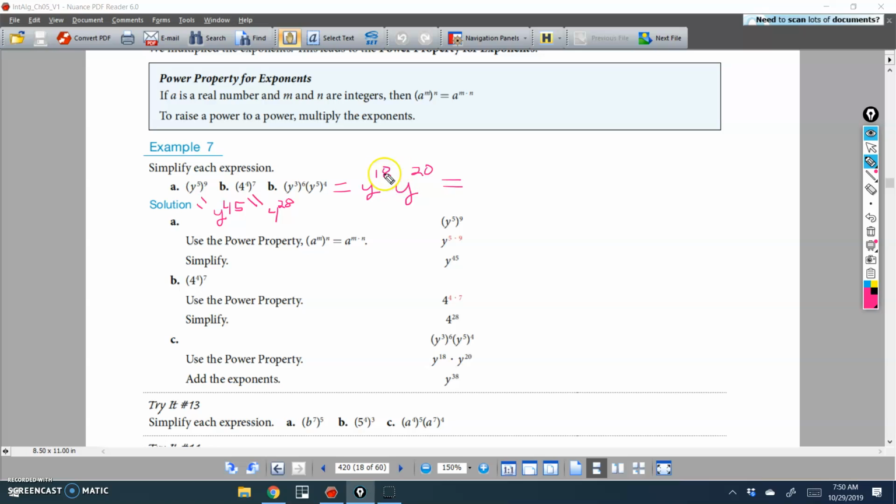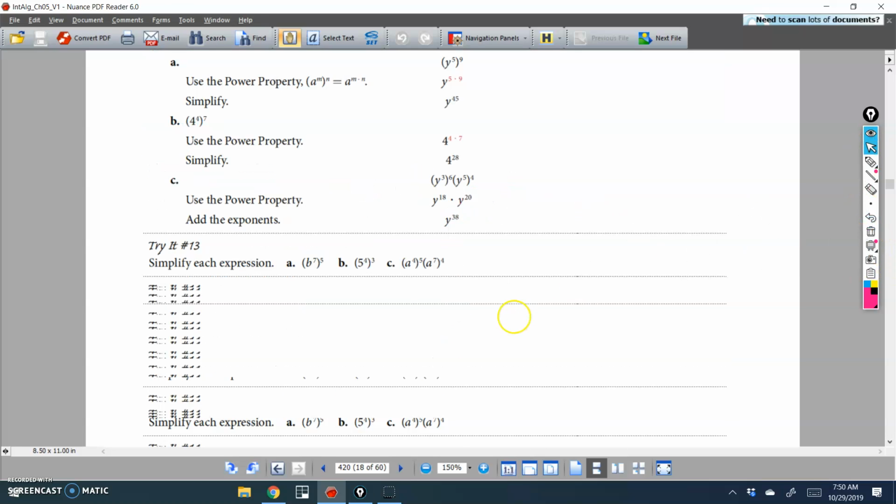Okay, now product property takes over and we add those guys. So that'd be y to the 38 here. So power property, multiply your exponents.